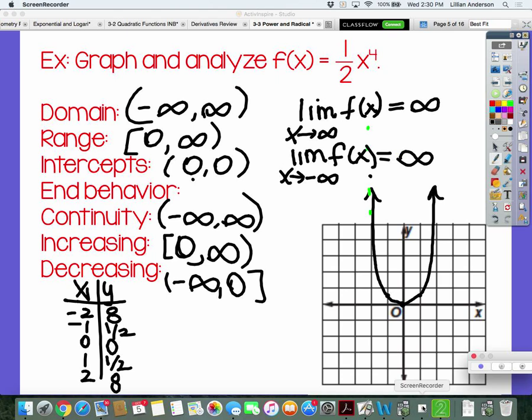So based on the a, it will determine the behavior. The a determines basically everything. It's a and n together. Because n will tell you whether both ends go up, or one goes up and one goes down. And then the coefficient in front tells you both up or both down. So they both matter.